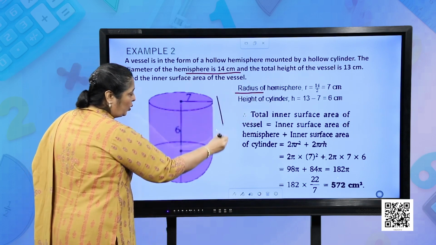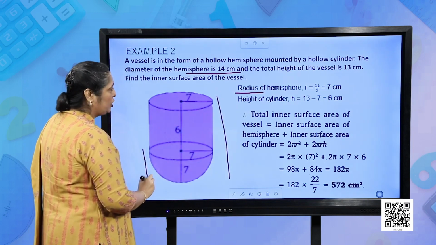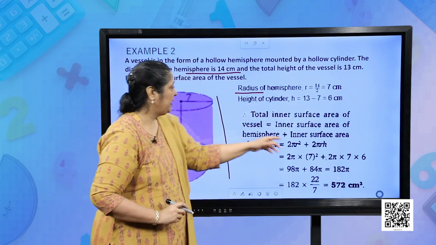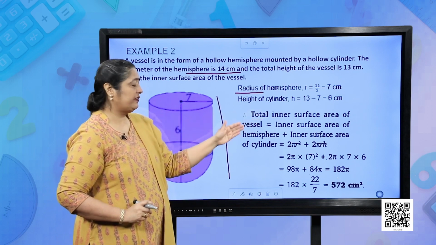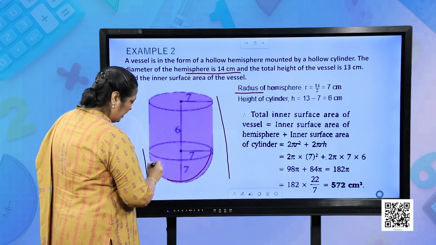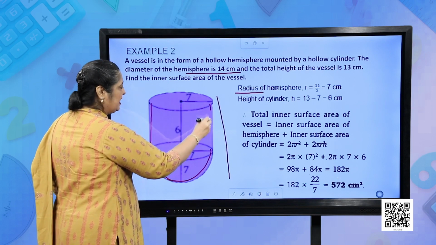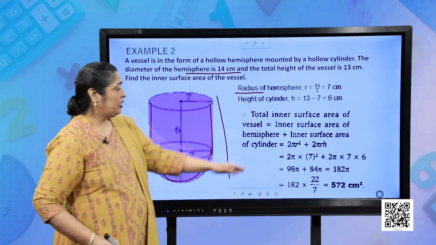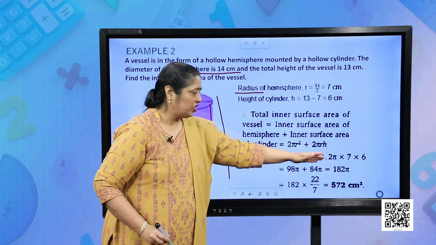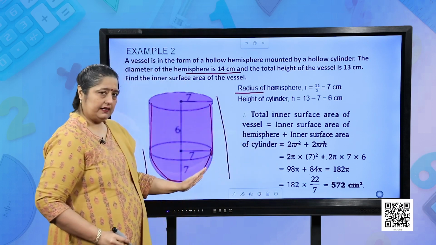It is the total height minus the height or the radius of the hemisphere. So, we have 13 minus 7, that is 6 centimeter. Now, the total inner surface area of the vessel will be the inner surface area of the hemisphere plus the inner surface area of the cylinder, right. So, the formula is 2 pi r square plus 2 pi r h. r is the radius and h is the height of the cylinder, right.